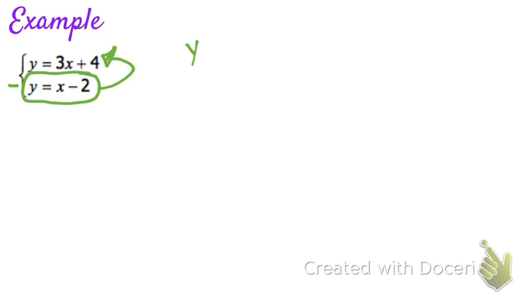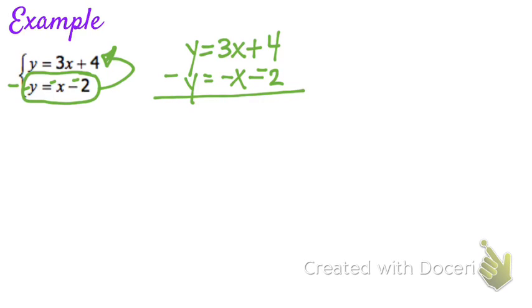So I'm just going to write this down over here. So this is y equals 3x plus 4. And we're going to subtract each of these terms. So we're going to subtract the y, we're going to subtract the x, and we're going to subtract the negative or the minus 2. So this is minus y, minus x, and minus 2. So when we do that, we have y minus y is 0. 3x minus x is 2x.